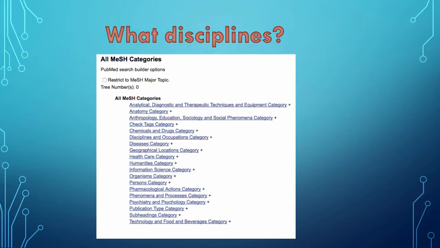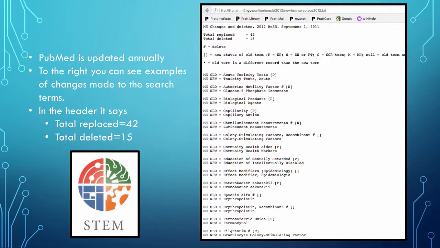PubMed uses the hierarchy tree to organize the information on its database. Topics range from anatomy, chemicals, diseases, psychiatry, and more, seen on this slide. Since PubMed is a STEM field, science, technology, engineering, and math, the field is constantly updated. Here we see changes that the indexers did to MeSH terms in September of 2011. These changes may be small, but could affect your studies.